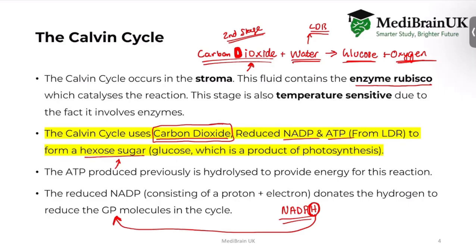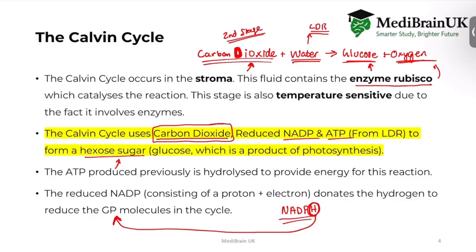And the overall aim of this reaction is to produce the glucose that is at the products of this reaction. The ATP from the previous reaction is used to release the energy required for this reaction, and the reduced NADP that we formed from the previous reaction is used to reduce the GP molecules within this cycle. It's to donate the hydrogen that is within this cycle. Okay, so those are the key points that you need to be aware of.